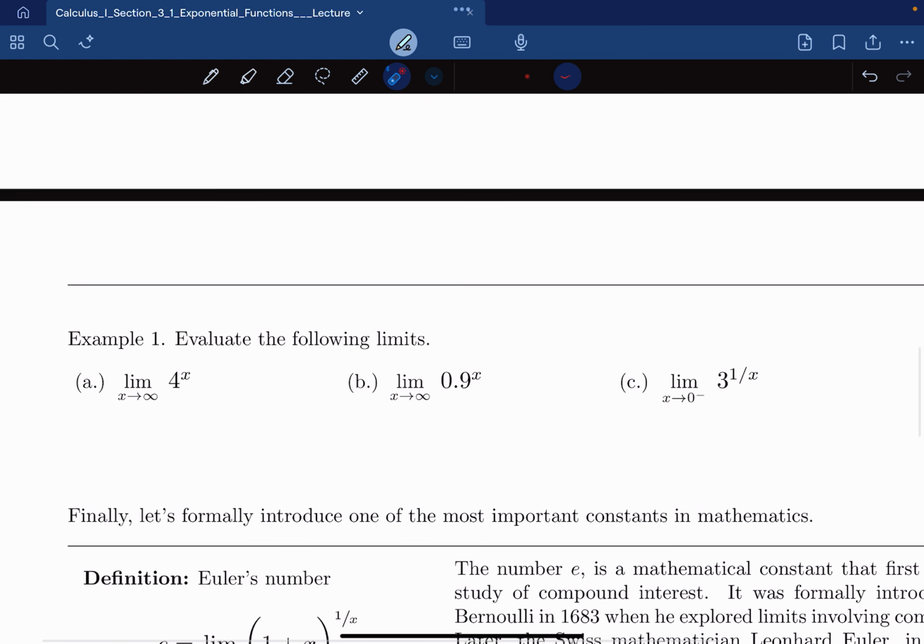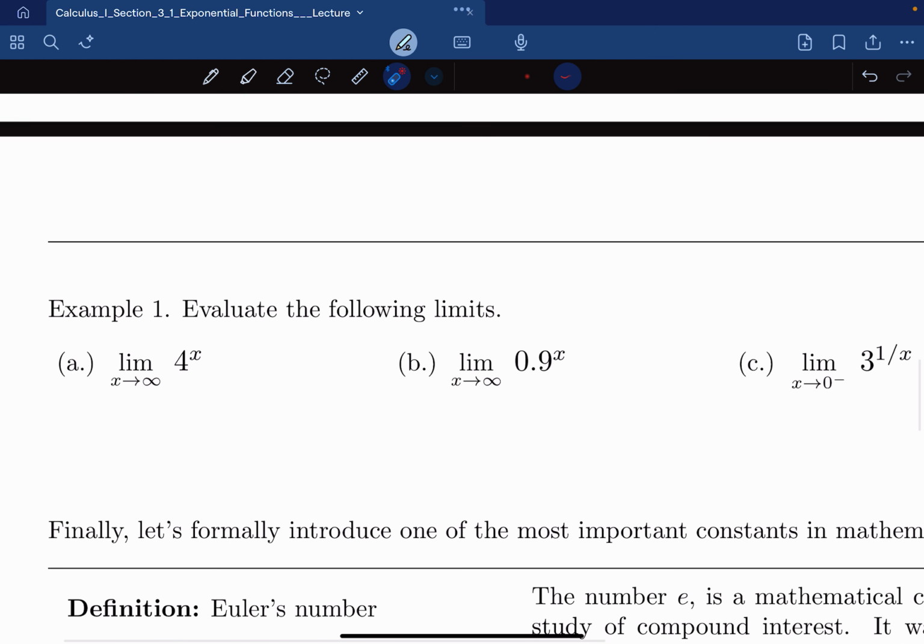Well, let's play around with this. Here we go. The first one: the limit as x goes to infinity of 4 to the power of x. Here, 4 is clearly greater than 1. And again, if we think about plugging in bigger and bigger exponents, 4 to the first power is 4, 4 to the second power is 16, 4 to the third power is 64. This is going to increase without bound, so the limit is just going to infinity.